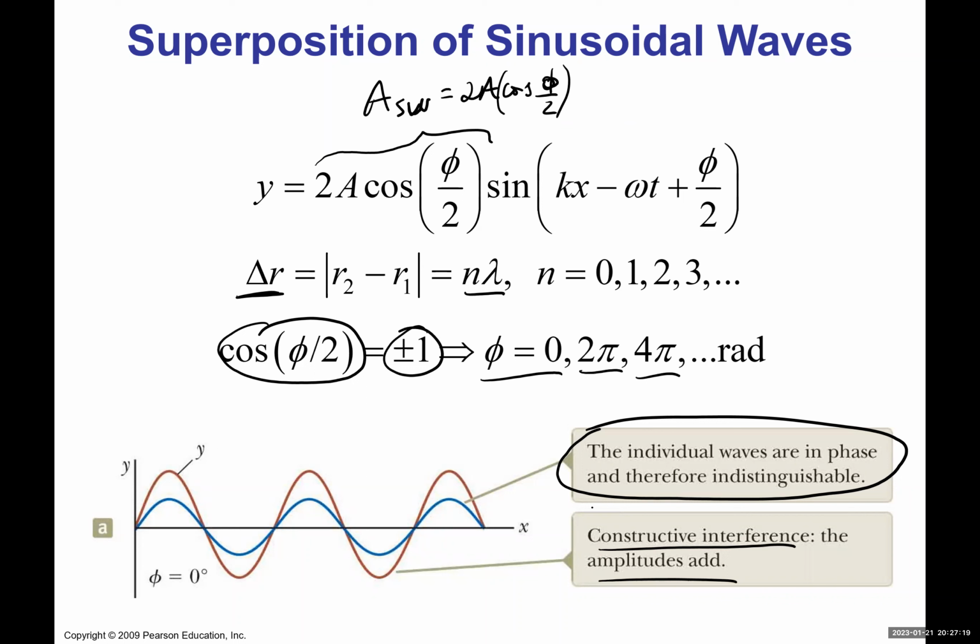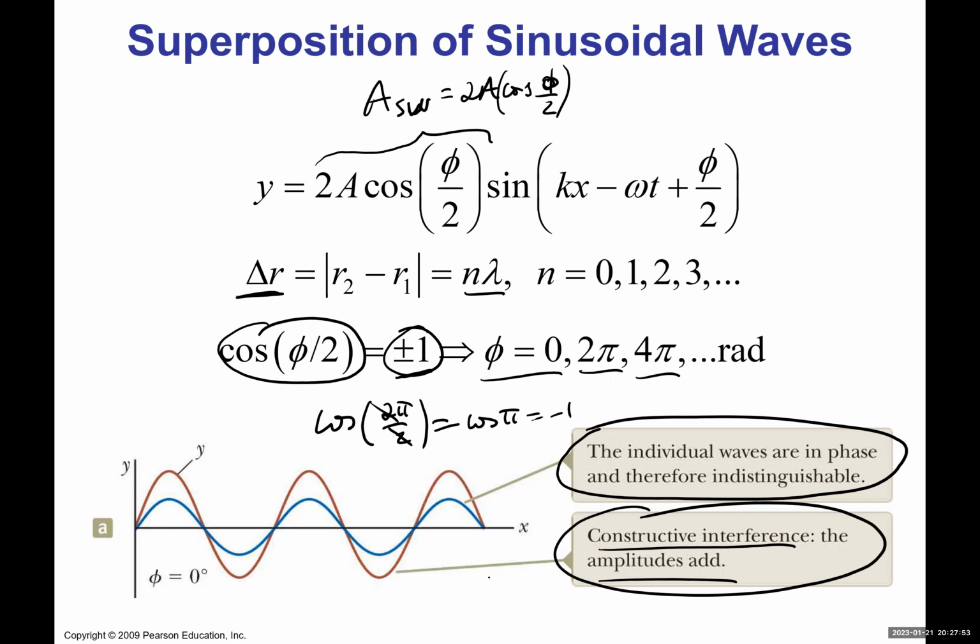That means if you have 0, then cosine of 0 over 2 is cosine of 0, which is 1. If phi is 2 pi, then you can see cosine of 2 pi over 2 gives you cosine of pi, and that equals -1, which is acceptable for this particular case. That means +1 or -1, and then you go to 4 pi, it becomes +1, and so on and so forth. And every time, you basically get constructive interference of those two waves combined together. Okay.